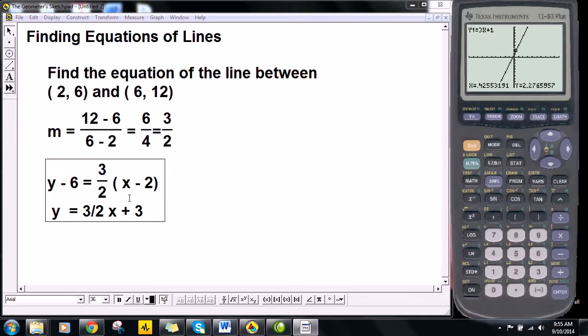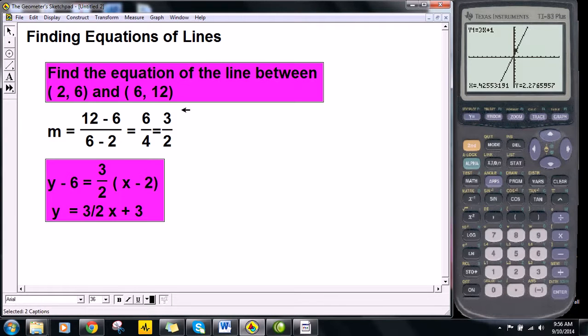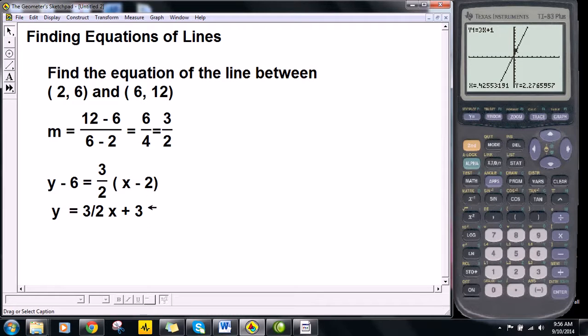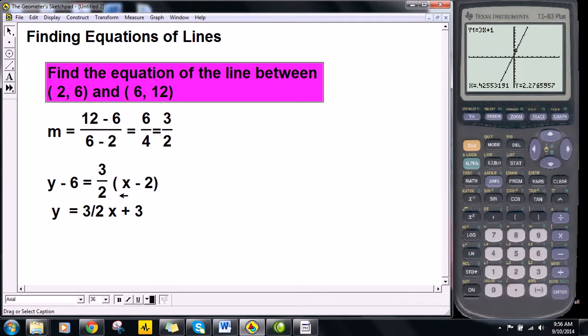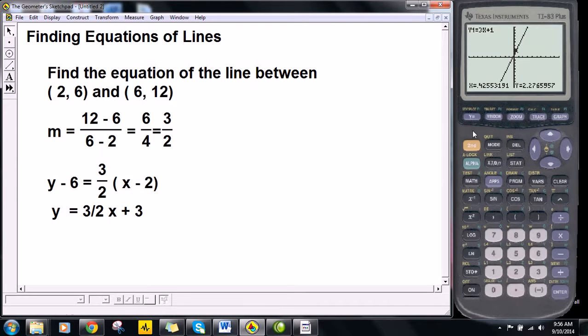So here are my equations of the line, either way. I could say, what's the y-intercept of this line? Well, you would say it's 3. It goes through the point 0, 3. Or I could say, what's the slope of this line? And you would say 3/2. I already found that. Let's see what it looks like on the graph.